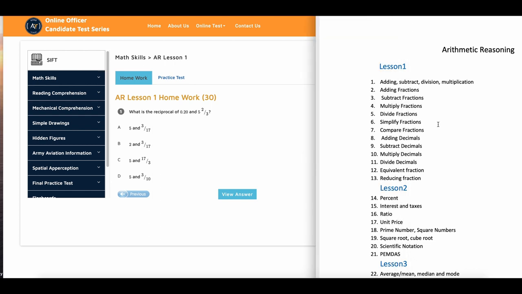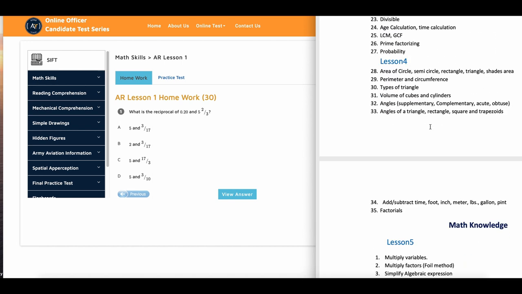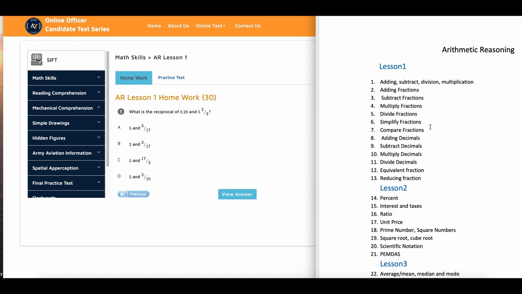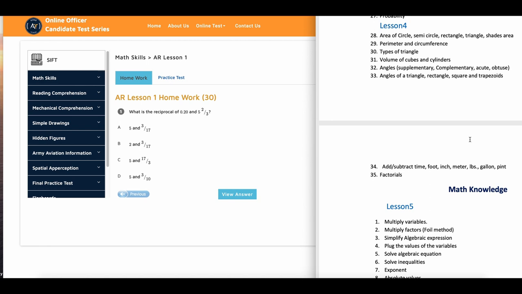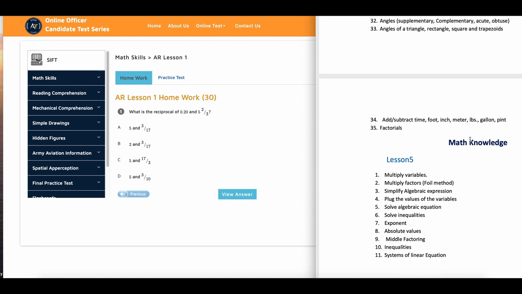So basically, in the math section, there are two parts, arithmetic reasoning and also math knowledge. Arithmetic reasoning is basically your basic math skill: addition, subtraction, multiplication, division, percent, all of these. And math knowledge is basic algebra. So in the math section, you'll get a mixture of these two types of problems. So let's go over what you have to learn.